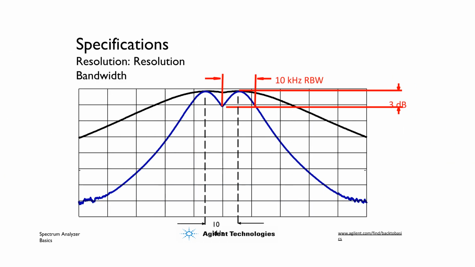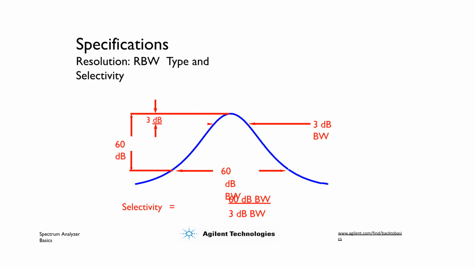This illustration compares two signals displayed with 1 kHz and 10 kHz RBW settings. The narrower RBW provides better resolution, showing the signals more clearly separated. Filter selectivity is the ratio of the 60 decibels bandwidth to the 3 decibels bandwidth. Analog filters typically have a selectivity of 15:1, while modern digital filters offer much better selectivity, around 5:1.